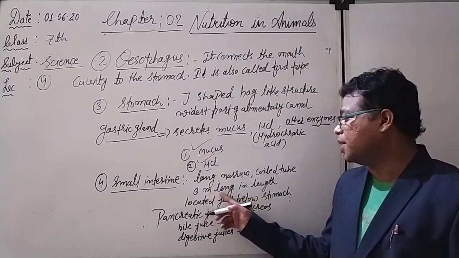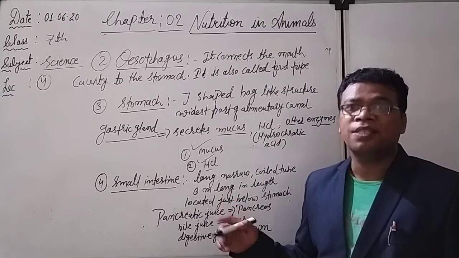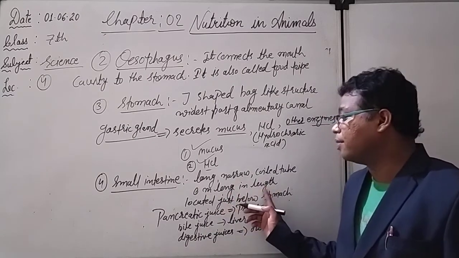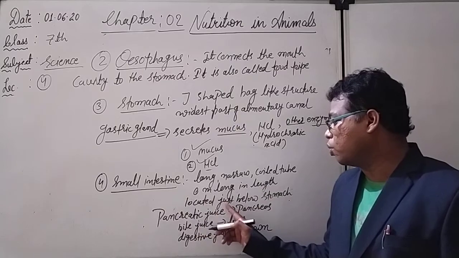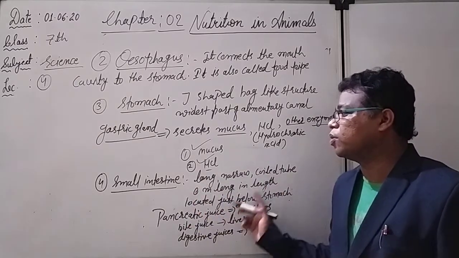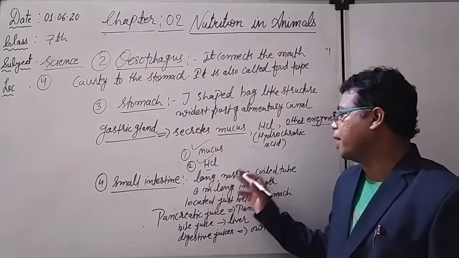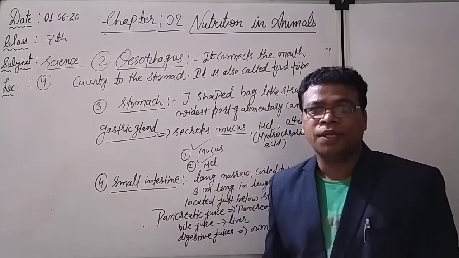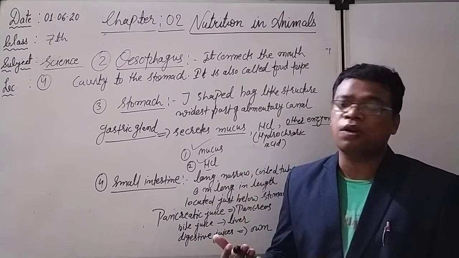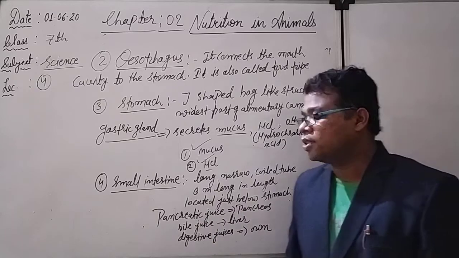It is 6 meters in length. Can you imagine? It is 6 meters long, and it is located just below the stomach. Okay, this is the information about the small intestine. So what is the small intestine? The small intestine is a long, narrow, coiled tube-like structure. It is 6 meters long, and it is located just below the stomach.